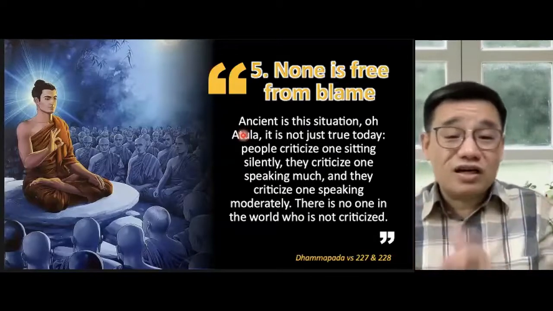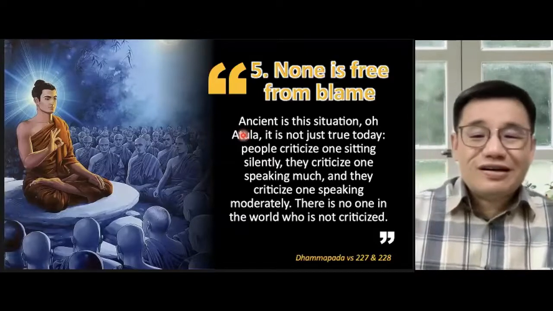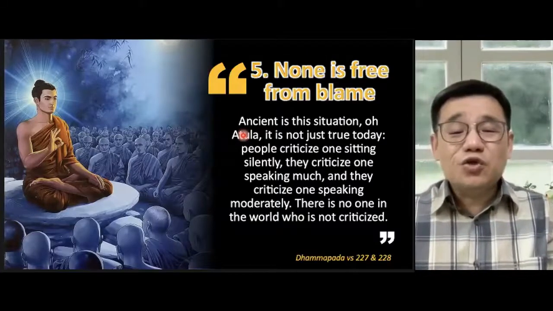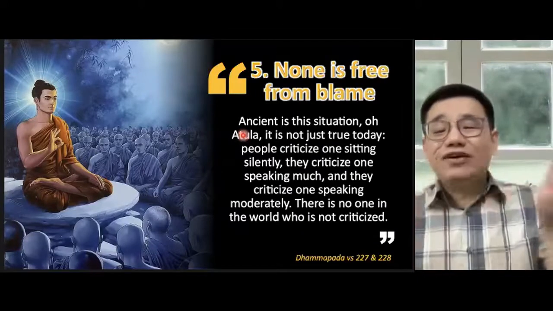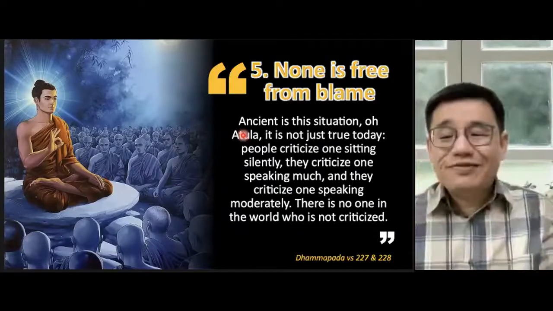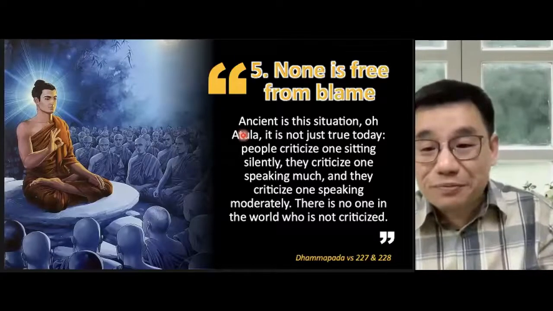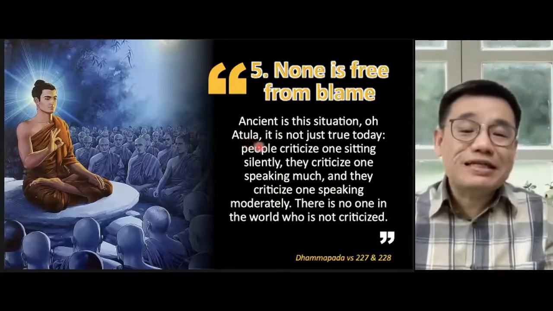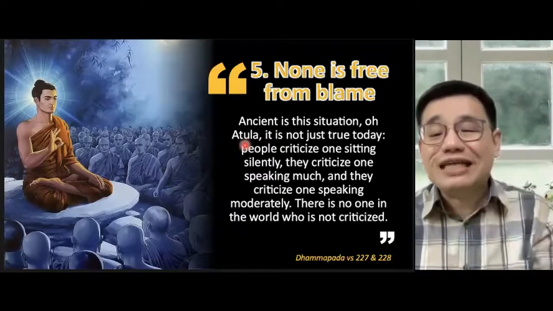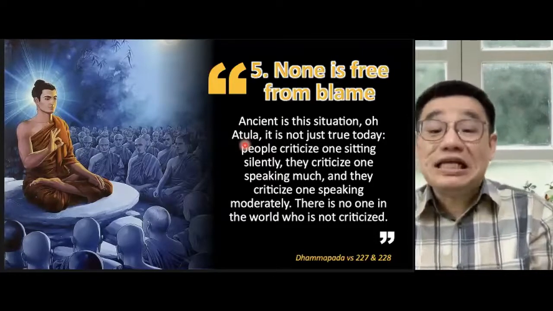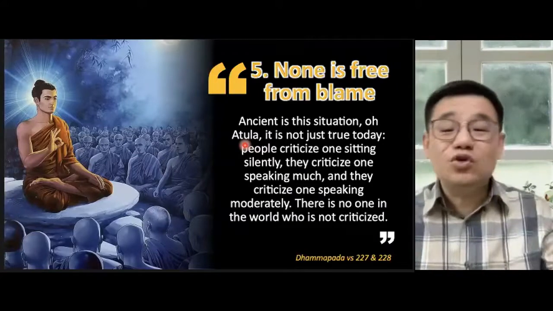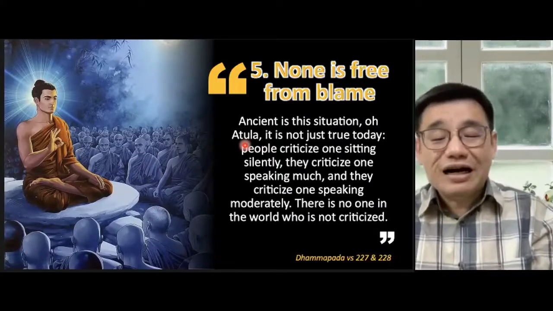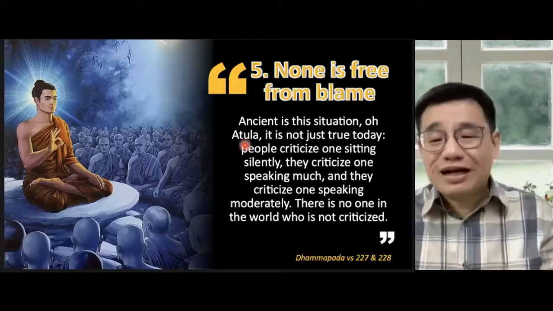To give you a brief version of the story, it's a very interesting story to remind us that none is free from blame. In this world, nobody is free from blame. Even the Buddha wasn't free from blame. So at that time, there was this person by the name of Atula with 500 disciples. They wanted to learn the Dhamma. So they went to the various disciples of the Buddha, and they were not happy.